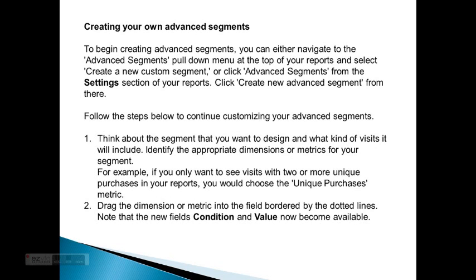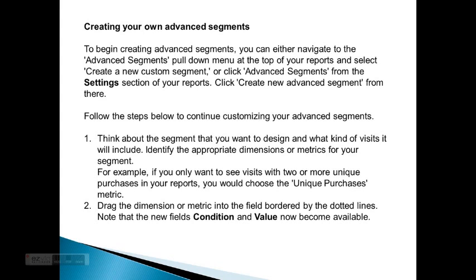So creating your own advanced segments. To begin creating advanced segments, you can either navigate to the Advanced Segments pull-down menu at the top of your reports and select Create a New Custom Segment, or click Advanced Segments from the Settings section of your reports. Click Create New Advanced Segment from there. Follow the steps below to continue customizing your advanced segments.